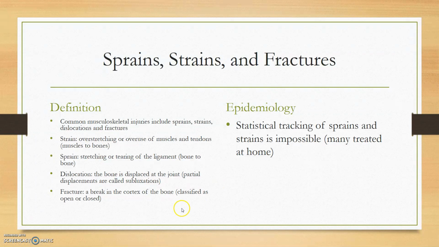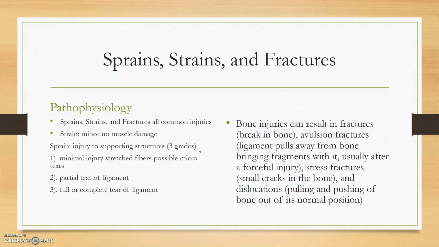And a fracture is a break in the cortex of the bone, and it can be classified as open or closed. Interesting, the epidemiology of sprains and strains is an impossible statistical number to record because so many are treated at home. The pathogenesis of sprains, strains, and fractures.